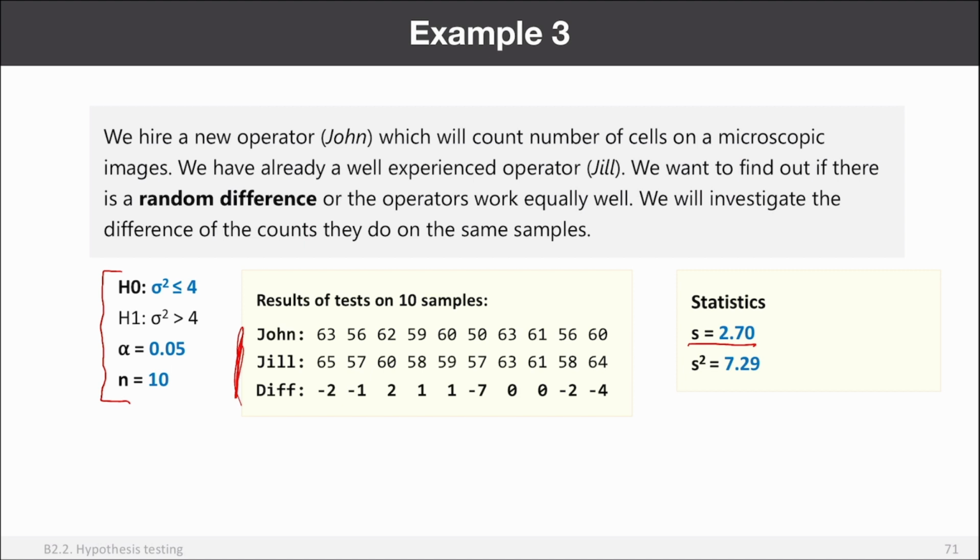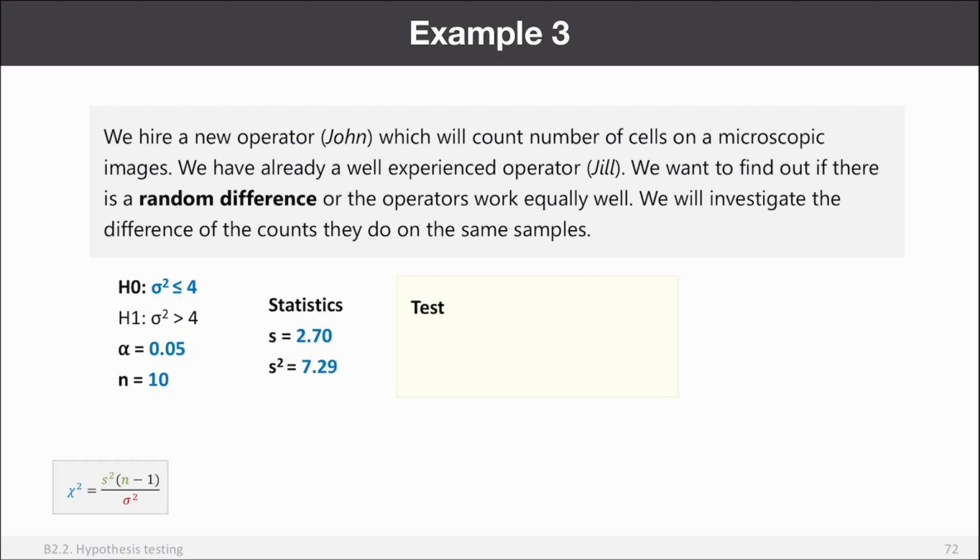So you can see we expect variance to be no more than 4, but our variance is 7.29. So our variance is quite extreme for this null hypothesis. But is it extreme enough to reject the null hypothesis? Or is it still possible because the sample size is small and we live in a random world and so forth? So let's investigate that. So we need to make a test.